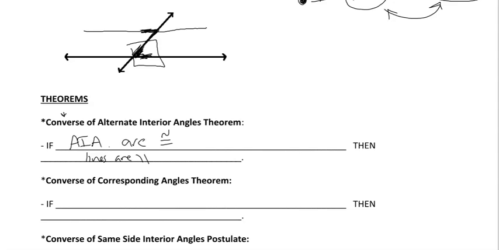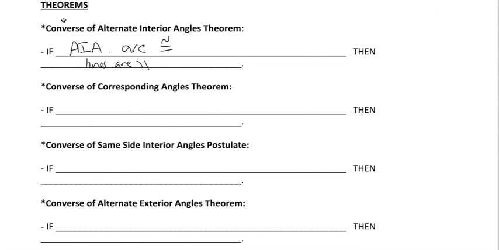So this is a way to prove that lines are parallel. Yep, we're going to be doing proofs. The next one that we're going to look at is the converse of the corresponding angles theorem.